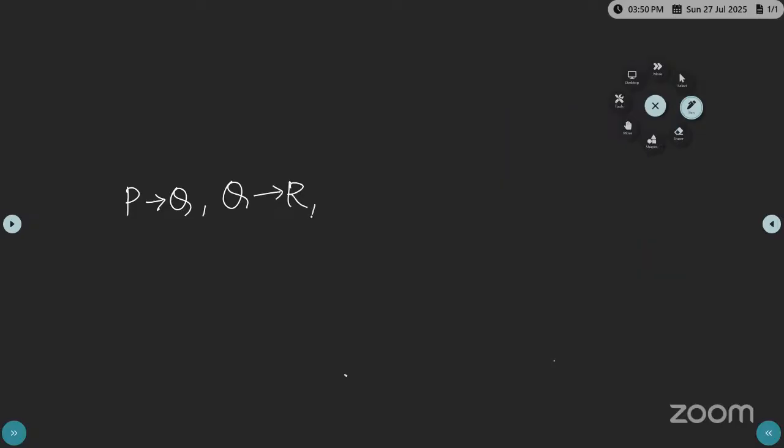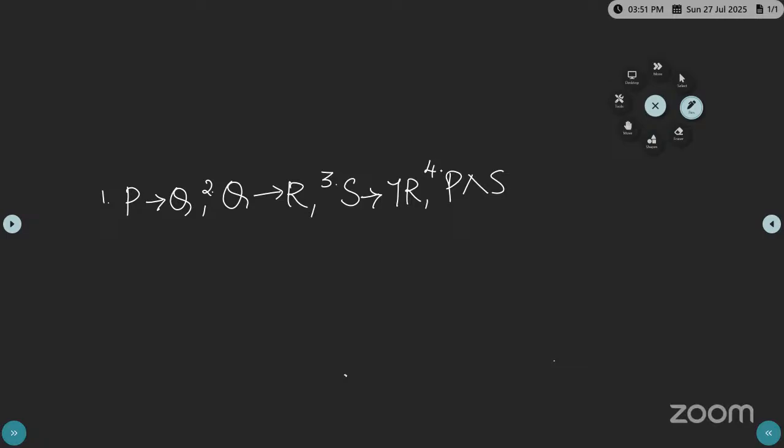Next one is S implies negation R, P and S. You have to prove that this is inconsistent. So please listen. First of all, give them the numbers. This is 1, this is 2, 3 and 4.